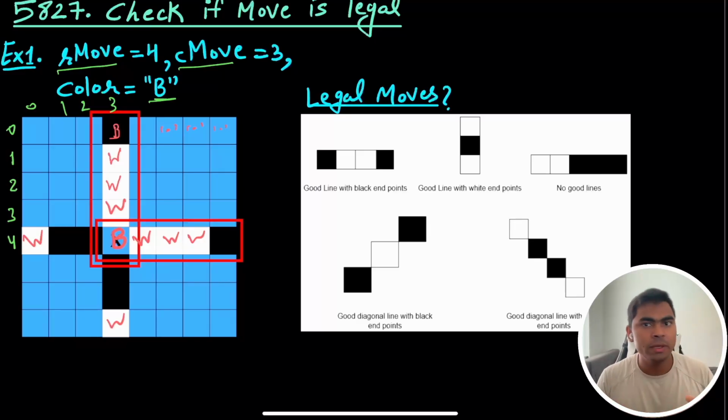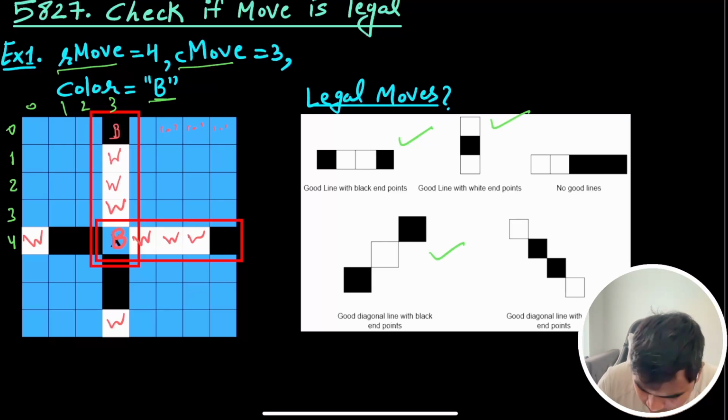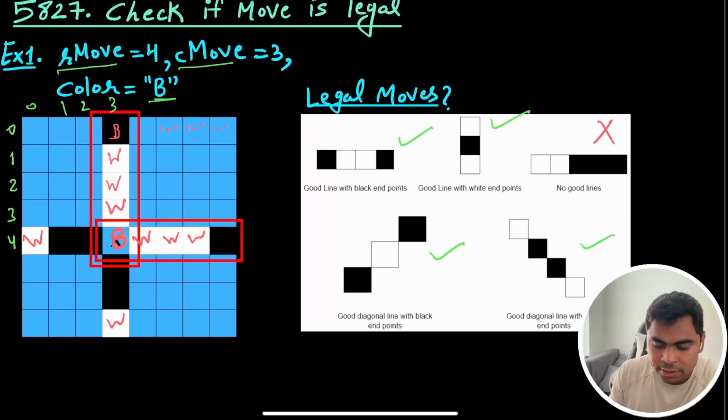What are the legal moves? Well, a legal move is a move that will create at least one good line out of all the 8 directions. What is a good line? Well, this is a good line, this is a good line, this is a good line, this is a good line, and this is a good line. And this one is not a good line. Let's understand why these 4 are good lines and this one is not.